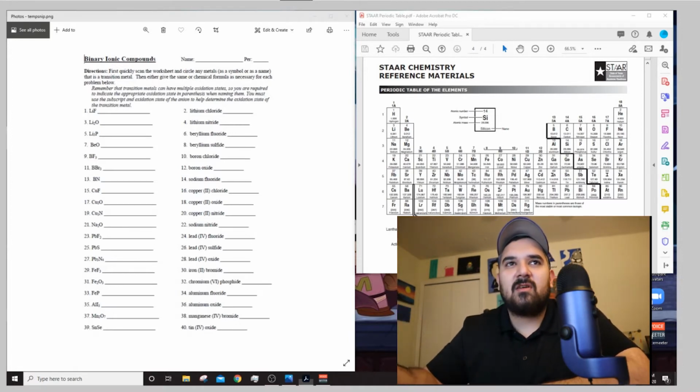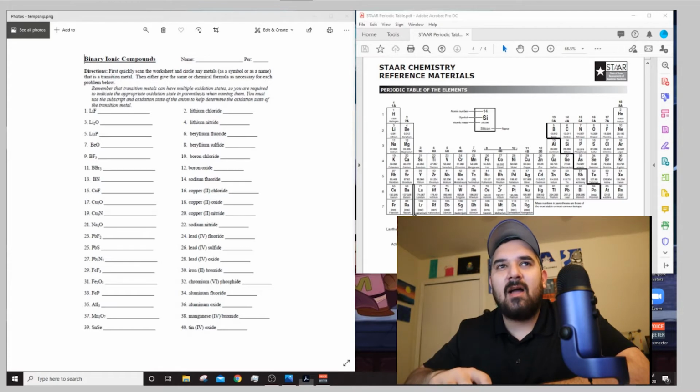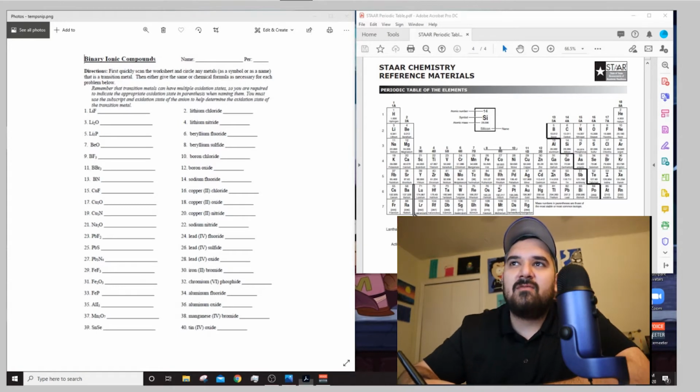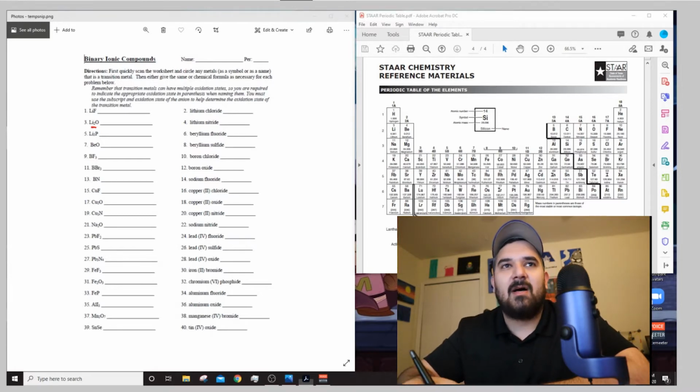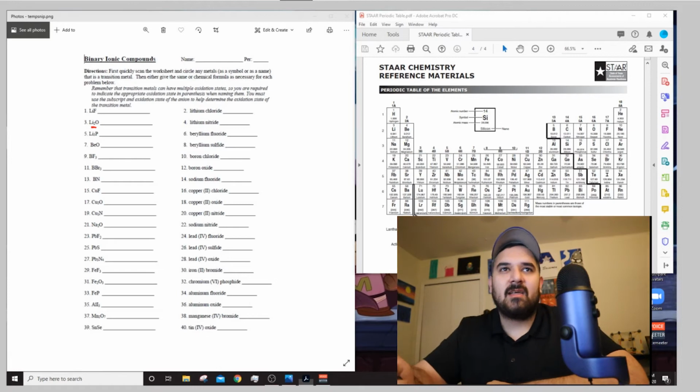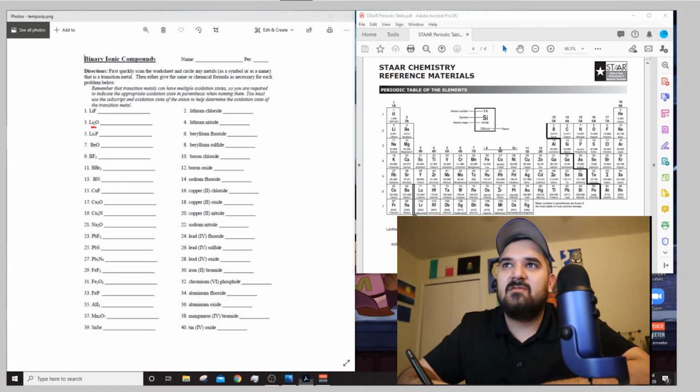So when we started last class, I told you guys that there were ionic and covalent compounds. Covalent compounds are more difficult to name. So here we have two lithiums. If this were a covalent compound, it would be dilithium. So the numbers actually matter when we're talking about covalent compounds. But when we're talking about ionic compounds, these numbers don't matter. So these are actually easier to name.